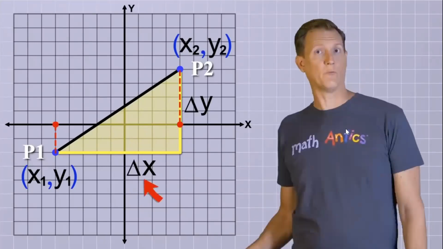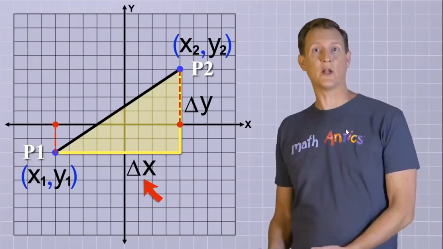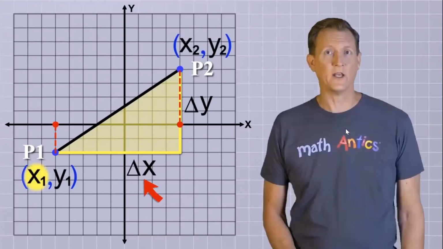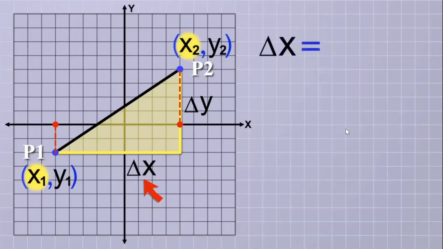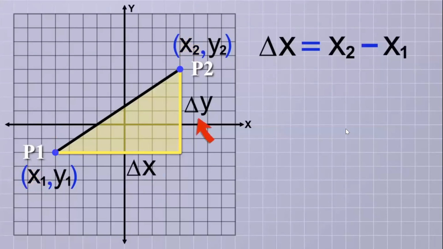Anyway, to calculate the delta x, you need to find the difference between the x coordinates of the 2 points. In other words, you need to subtract the x value of the first point from the x value of the second point. So delta x equals x2 minus x1. Likewise, to calculate delta y, you need to find the difference between the y coordinates of the 2 points. So delta y equals y2 minus y1.